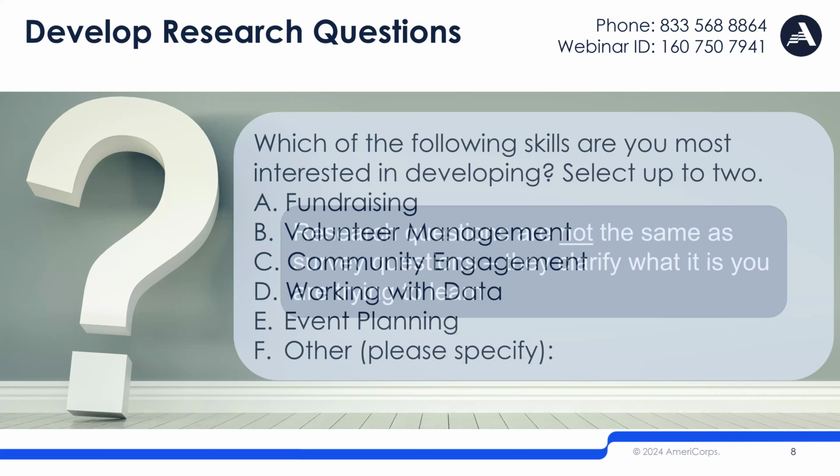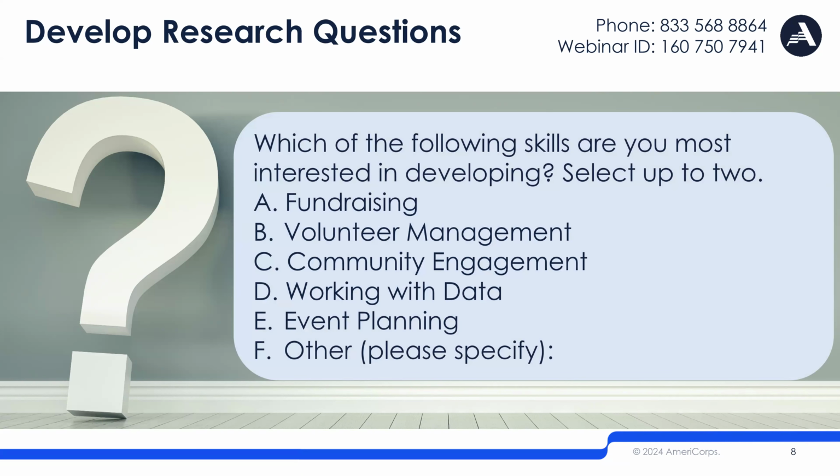And while you could just ask a question like that, you could also ask multiple questions, such as, which of the following skills are you most interested in developing? And select your top two: fundraising, volunteer management, community engagement, so on. And another option is you could ask an open-ended question. What other topics would you be interested in learning about? You could have ranked questions and other things like that.